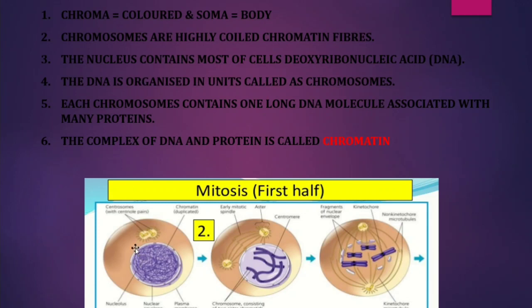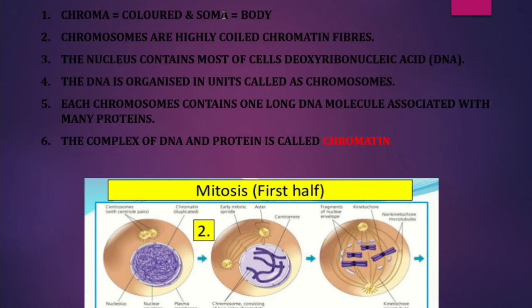Chromosome. Where are the chromosomes present? The chromosomes are present in the cell nucleus. Inside the nucleus, a stained body, you can find it. This stained body is called chromatin fiber.